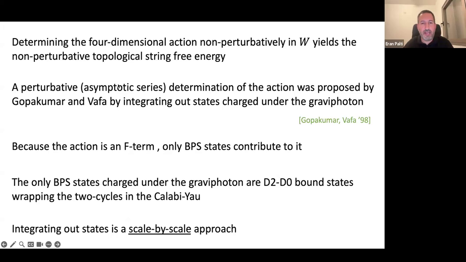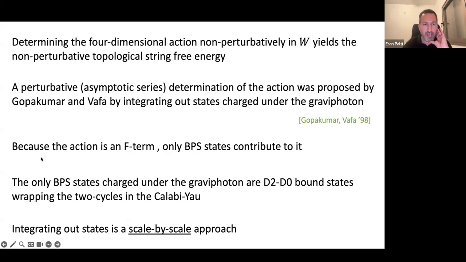Now, a perturbative, so an asymptotic series determination of the action was proposed by Gopakumar and Vafa in their seminal work. What they said was, let's integrate out states charged under the graviphoton. They will give you corrections to the effective action. And those are then identified order by order with the topological string free energy in this way. And that way you can calculate the topological string free energy.